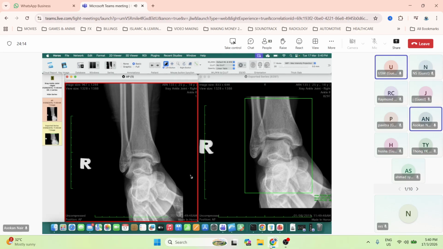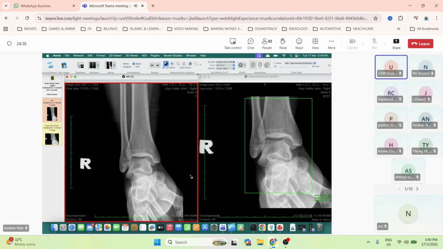Okay, this is an AP view of the ankle. What are the bones that are clearly demonstrated on this view? So the talus, distal tibia and fibula. Yes, okay. So you said that distal tibia and fibula are normal. What about the talus?